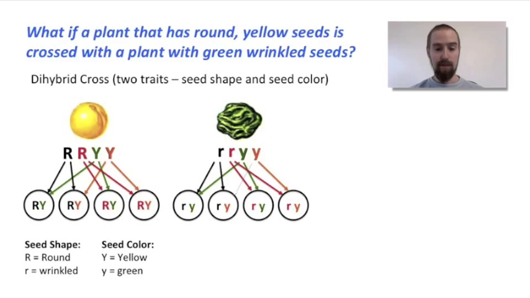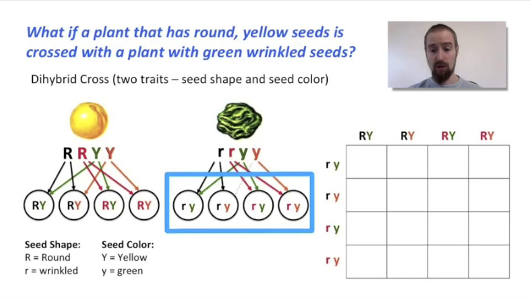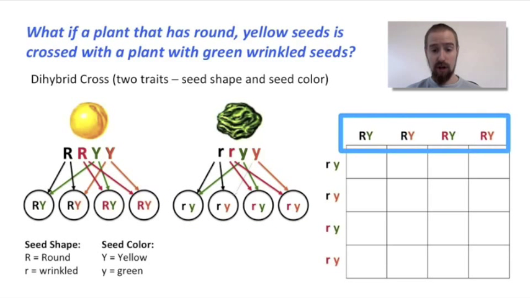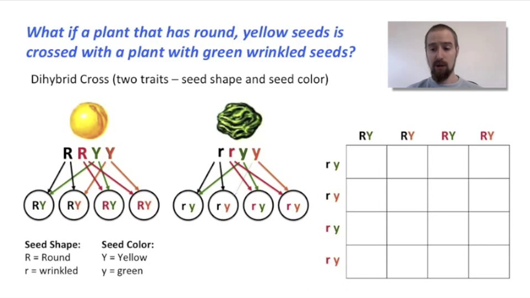In this example, because both the parent plants are homozygous for both traits, the gametes produced by this plant will all be the same, and the gametes produced by this plant will also all be the same. However, the color coding here shows us that there are still 4 possible combinations for each parent plant, 4 possible configurations for the gametes that each plant makes.